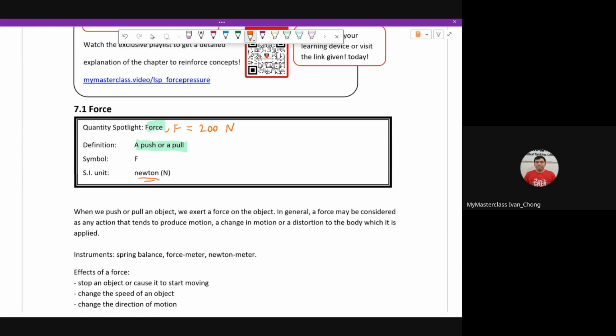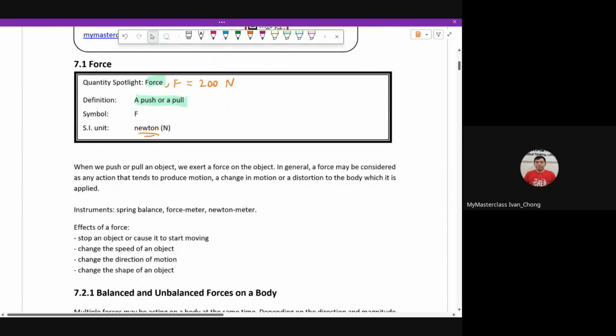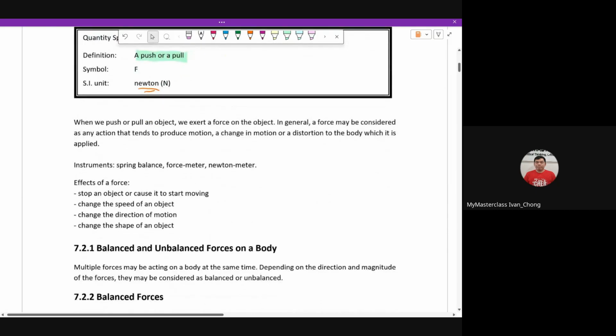It's named after Mr. Isaac Newton. Typically, when we push or pull any single object, it will exert a force on it, and therefore you produce some form of change. This is what we're interested in. These are the different effects of a force.